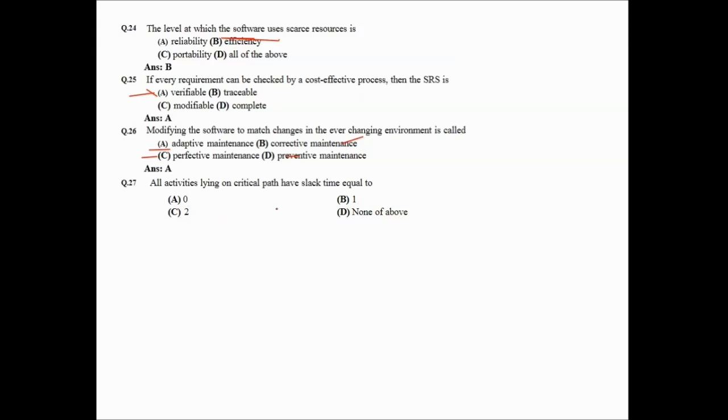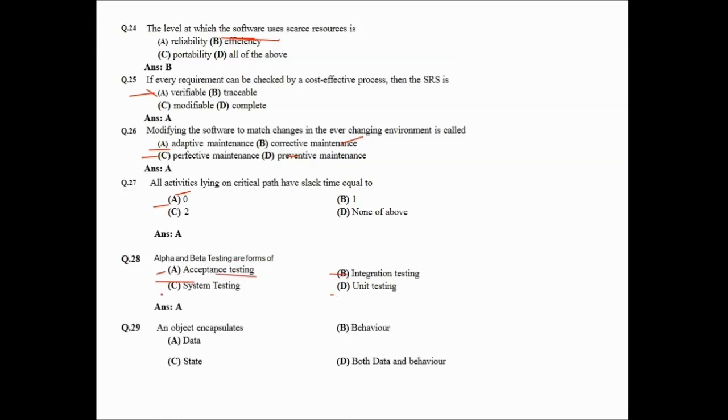All activities lying on critical path have slack time equal to 0. Okay, it is 0. Slack time is 0. Alpha and beta testing are forms of which testing? It is acceptance testing, because in both the cases the user is involved. One at your side, one at his side.